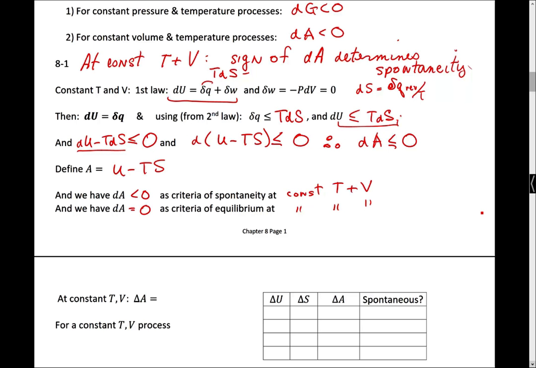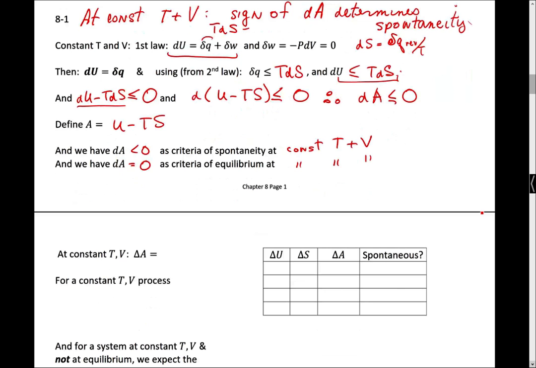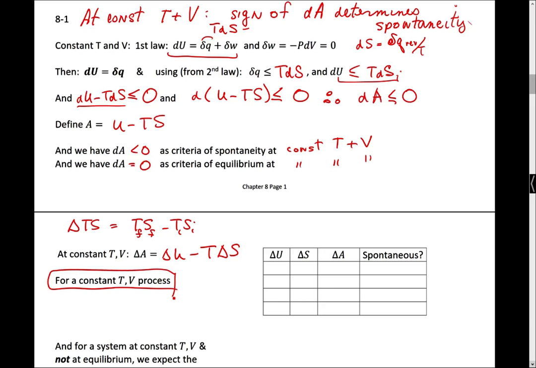Now if I come back to this relationship, A equals U minus TS, we can do the differential and integrate that and get delta A is equal to delta U minus delta TS, which would be equal to TS final minus TS initial. And if I hold the temperature constant, that comes out in front and it becomes T delta S. So I can say that the change in the Helmholtz energy is given by the change in the energy of the system minus T delta S, as long as we're holding the temperature and the volume constant. This equation is going to be important as we will see momentarily.